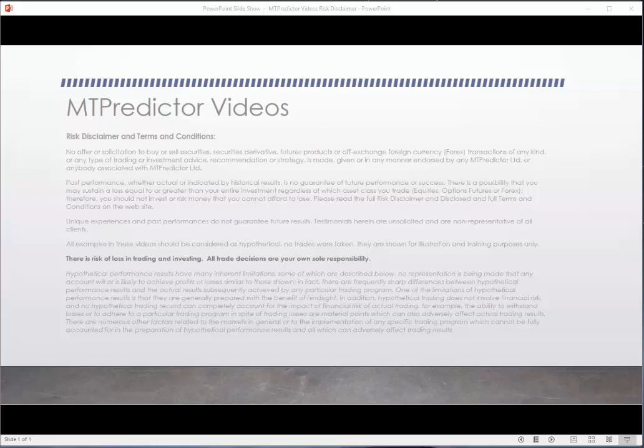But first, as usual, I'd like to start with our risk disclaimer and remind you that all examples in these videos should be considered as hypothetical. No trades are actually taken. They're just shown for illustration and training purposes only. Remind you there's a risk of loss in trading and investing. We'll be looking at a losing trade in today's video as well. All trade decisions are your own sole responsibility.